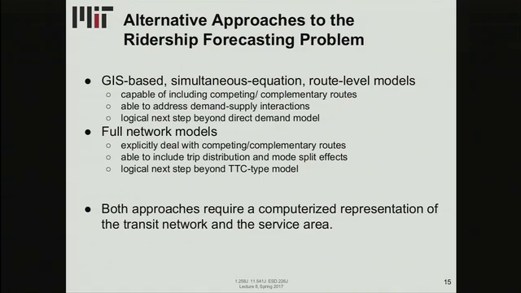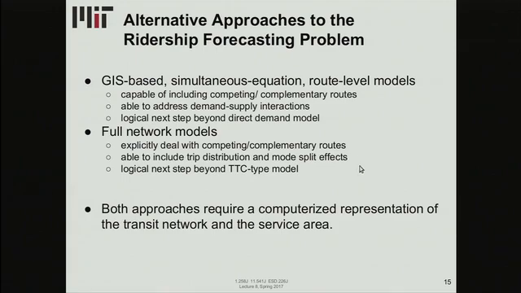So there are alternative approaches. Simultaneous equation models are capable of addressing the relationship between supply and demand. And some other models are able to capture the relationship between competing and complementary routes. We'll look at an example. That's the logical next step beyond direct demand models. And then full network models, where you have the GIS and you have all the network. Those deal explicitly with competing and complementary routes because people in that model have the option of any bus route and they see all their options.